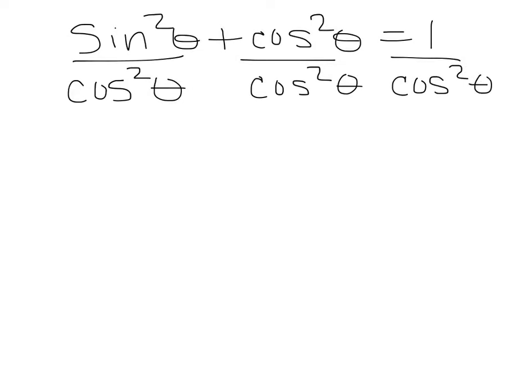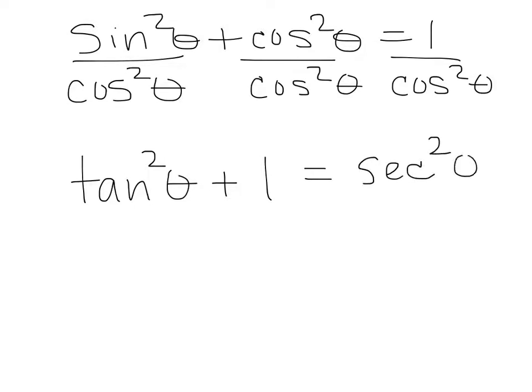So sine squared over cosine squared makes tangent squared theta. Cosine squared over cosine squared makes 1, and 1 over cosine squared makes secant squared theta. Again, I highly suggest you not memorize this one, but that you know how to get it. Know that secants and tangents work together, just as in number 2, cotangents and cosecants work together.